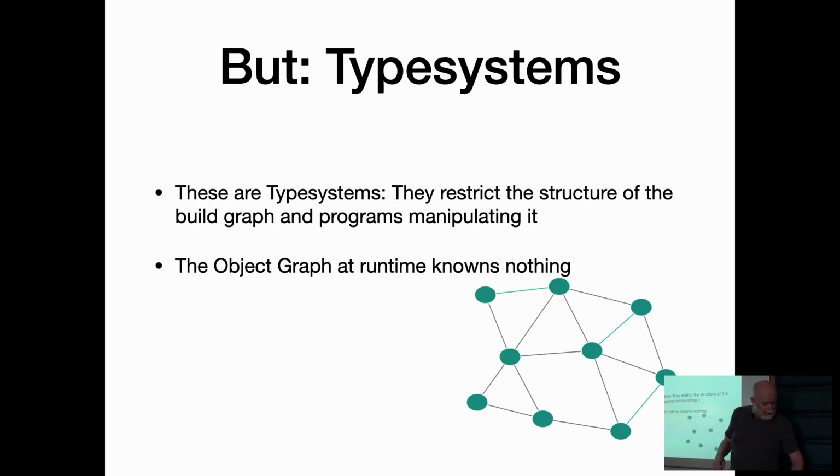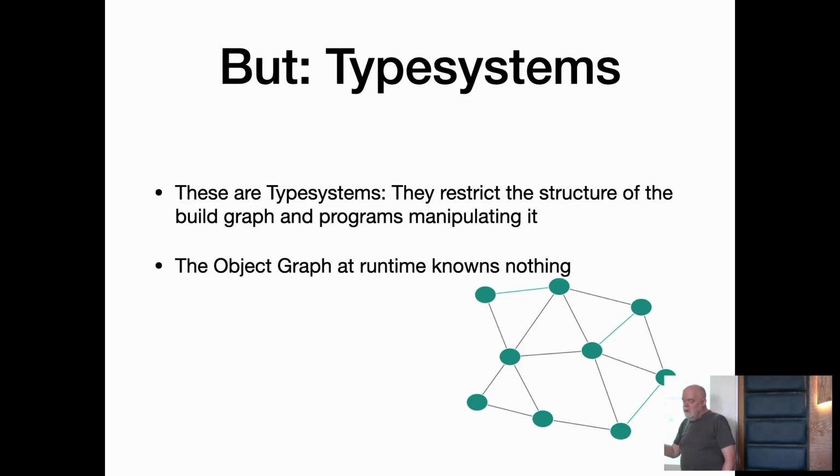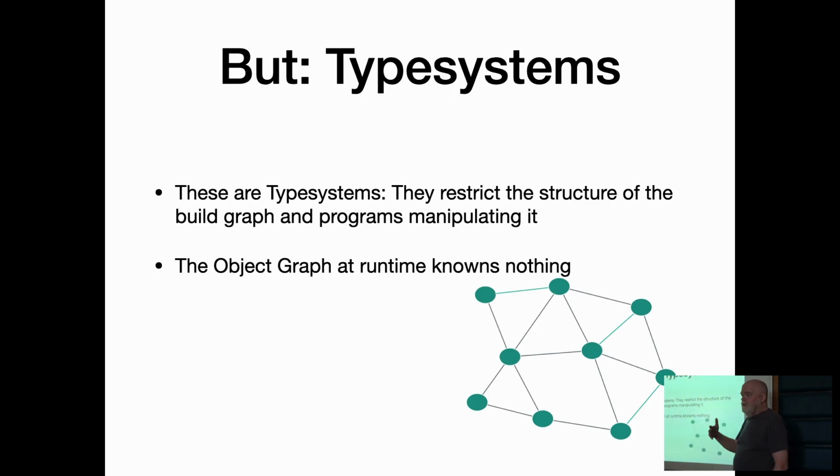So this is that. One important thing to note is that these are all type systems. That means they restrict the programs that are compilable so that they can only create object graphs that have the ownership definition, as you define it in your type system, being valid. So that's what they do.